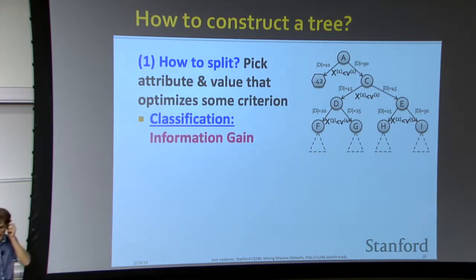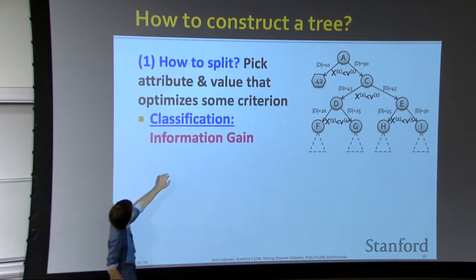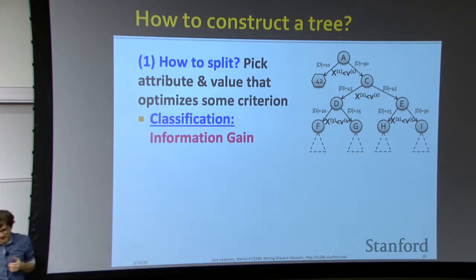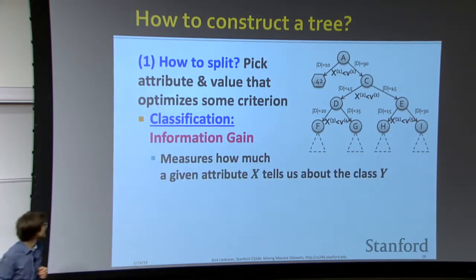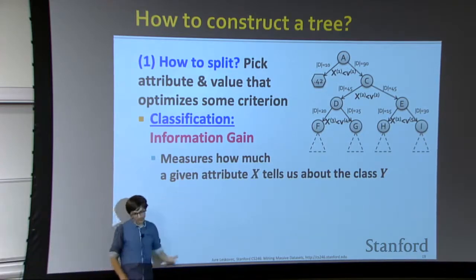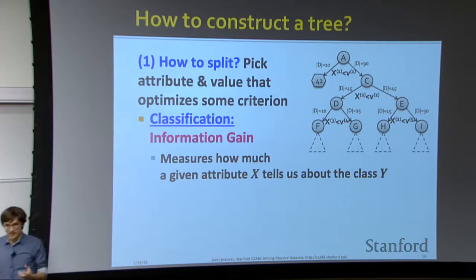What if I have classification? In classification, I would use the notion of information gain. So let me explain what information gain is. It will take me a couple of slides, but this will essentially allow me to say what is the best split I can choose if I consider to split the data at that given node.